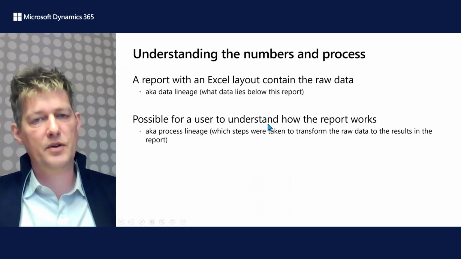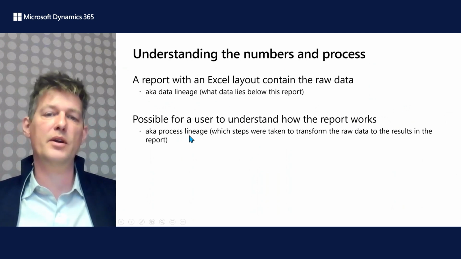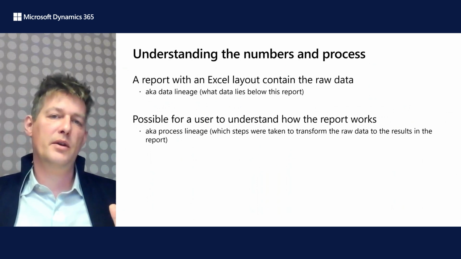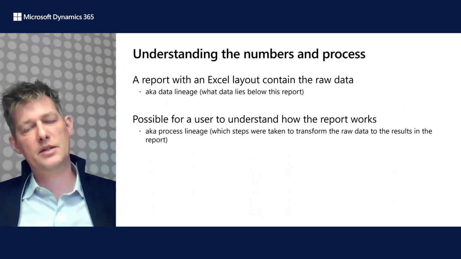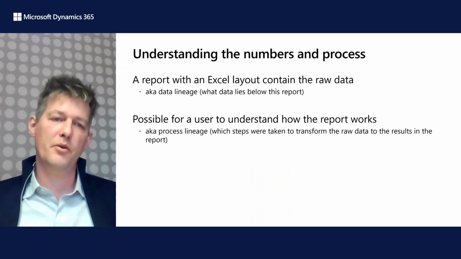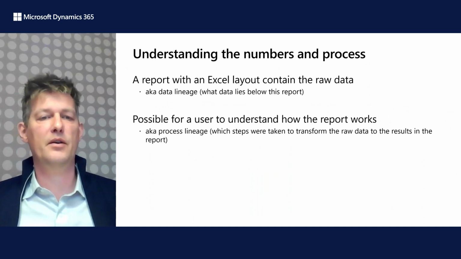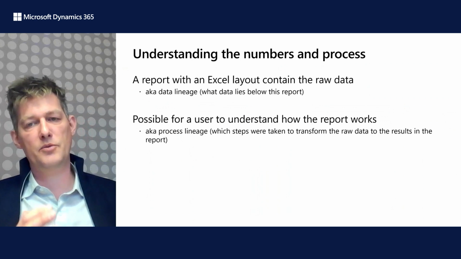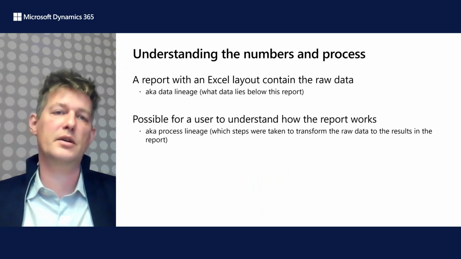And that goes for the second part here, process lineage. How did I go from the raw data into what I see? With an Excel layout, the report in itself has all the steps, all the formulas, everything is there for the user to check how the data comes from the raw data into the results they see.